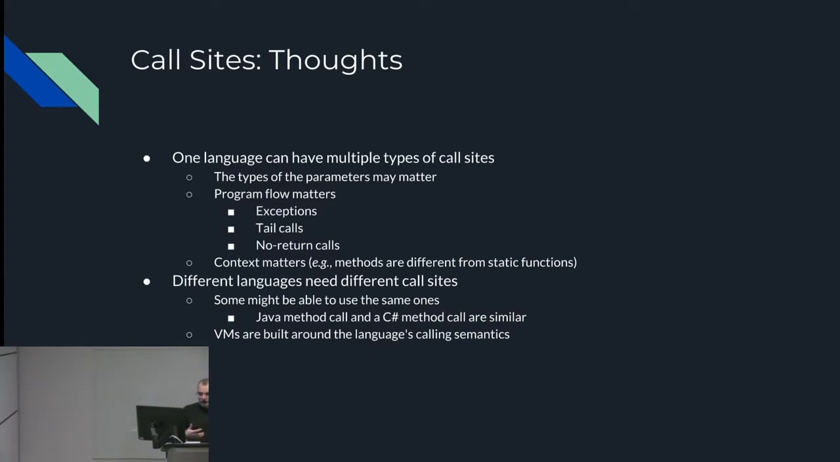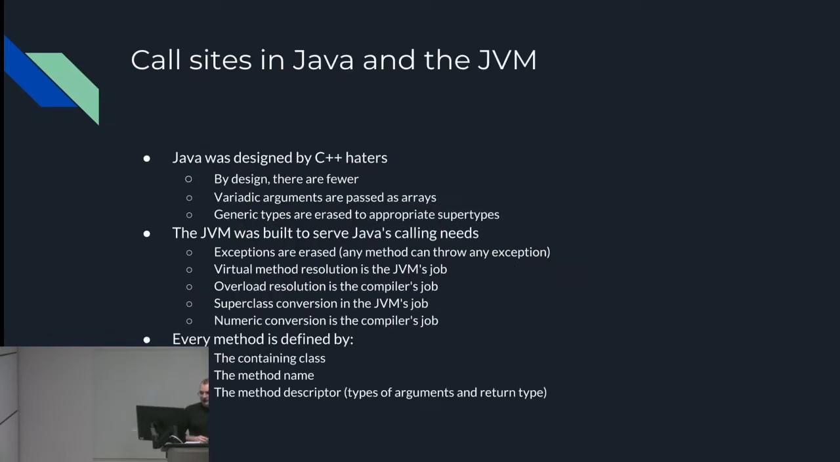And when you build a virtual machine for a language, you generally build that virtual machine around what the calling semantics are that you need for that language. So in Java, Java was designed by people who loathed C++ and the complexity of C++. So huge parts of Java, like the no operator overloading, are reactions to C++. And so Java has very few call sites.